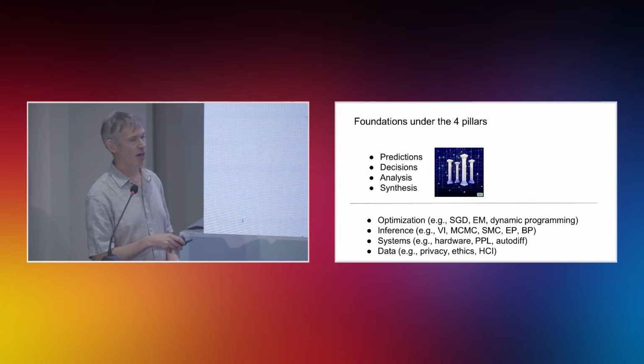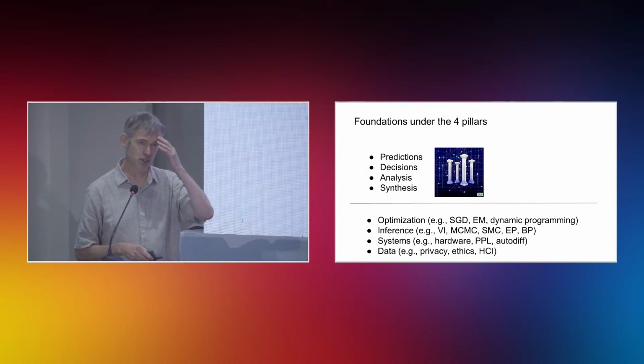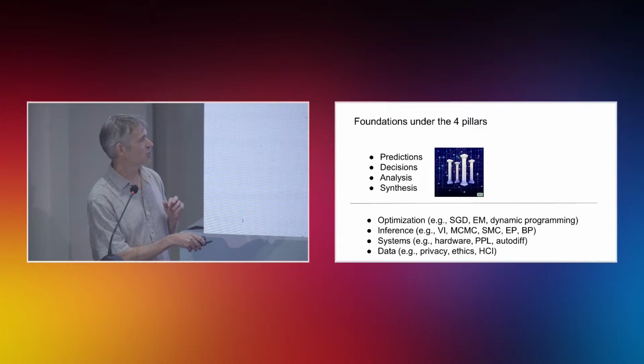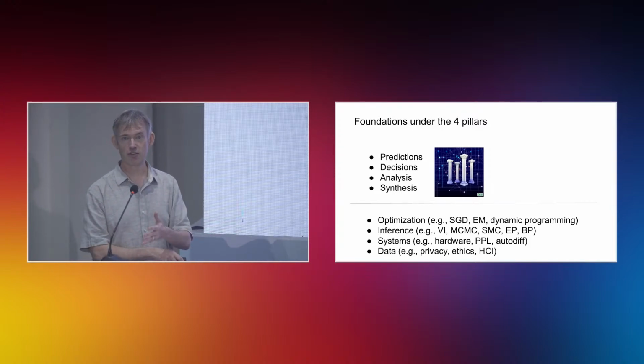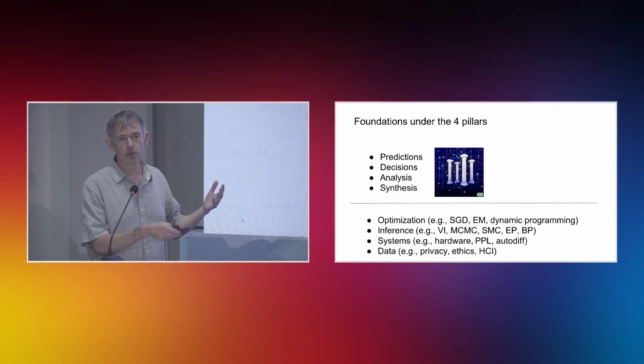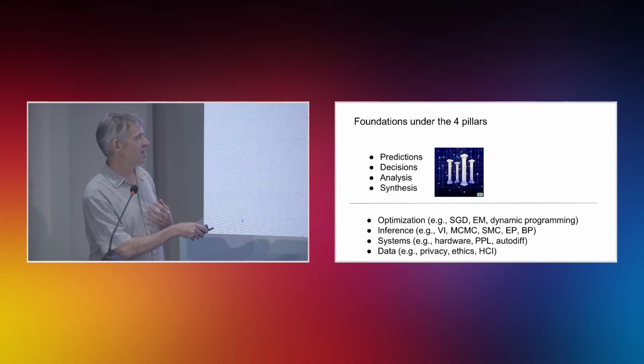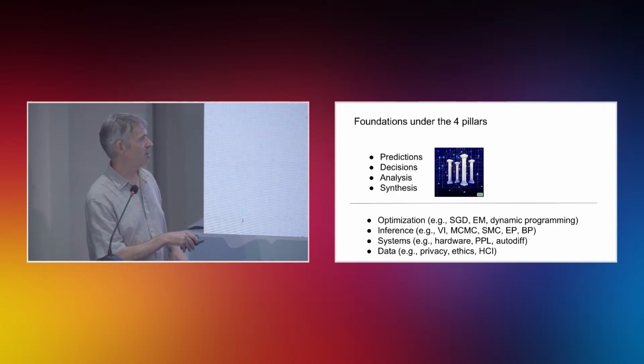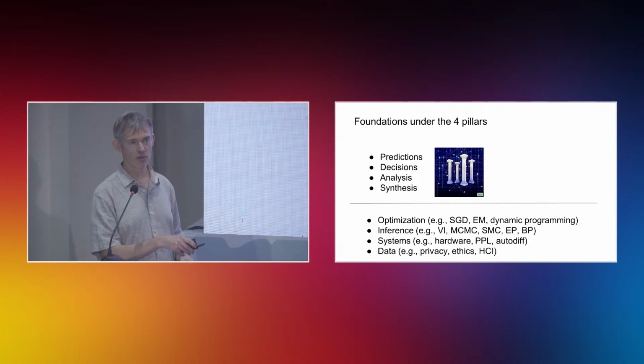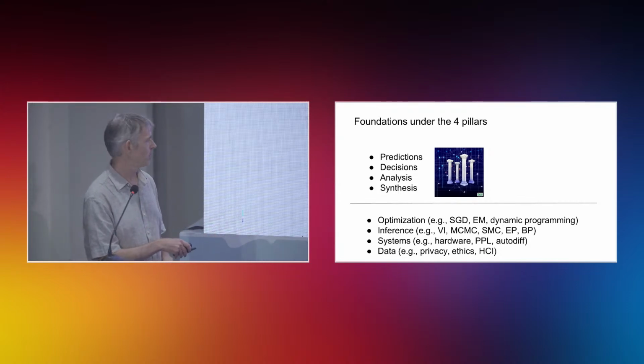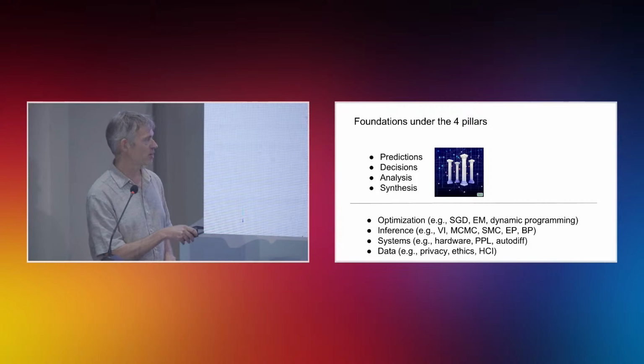So optimization algorithms. I mentioned EM, actually, I mentioned SGD, I mentioned dynamic programming, actually in the context of forwards-backwards, right? But there are other optimization algorithms, right? So this is needed for all of those pillars. And then Bayesian inference. I mentioned variational inference and other methods, but there's a ton of algorithms there as well, right? And that applies to all of these pillars as well.